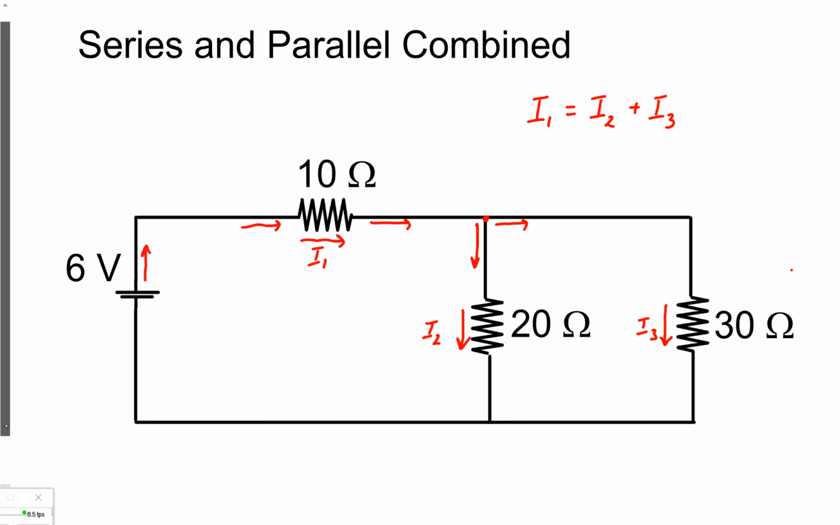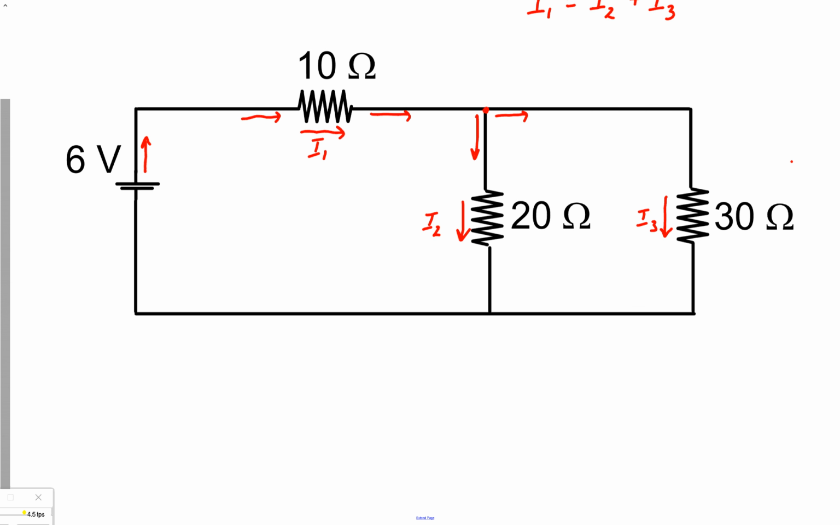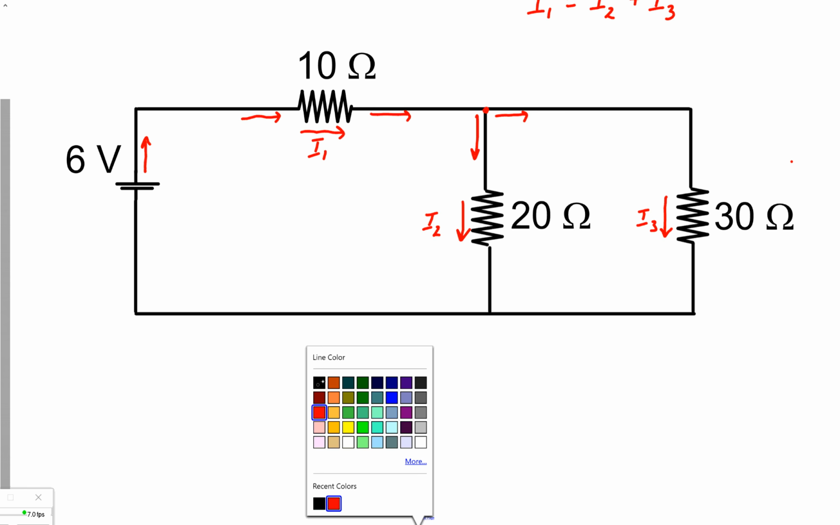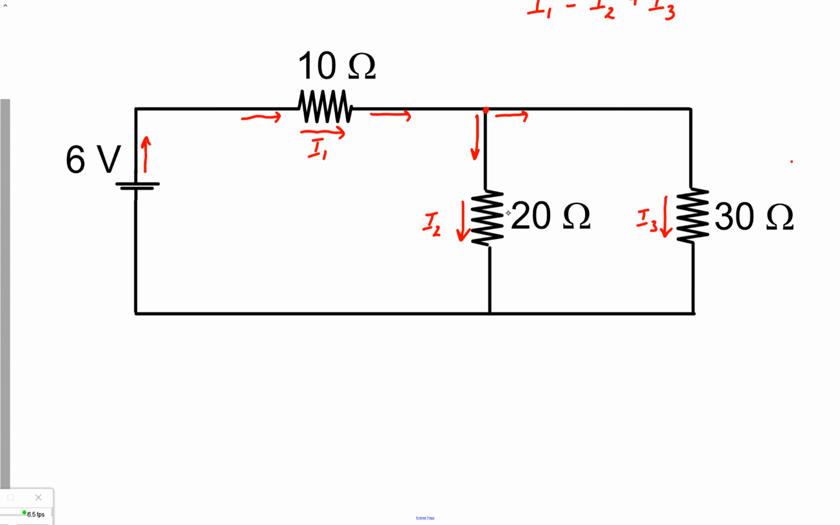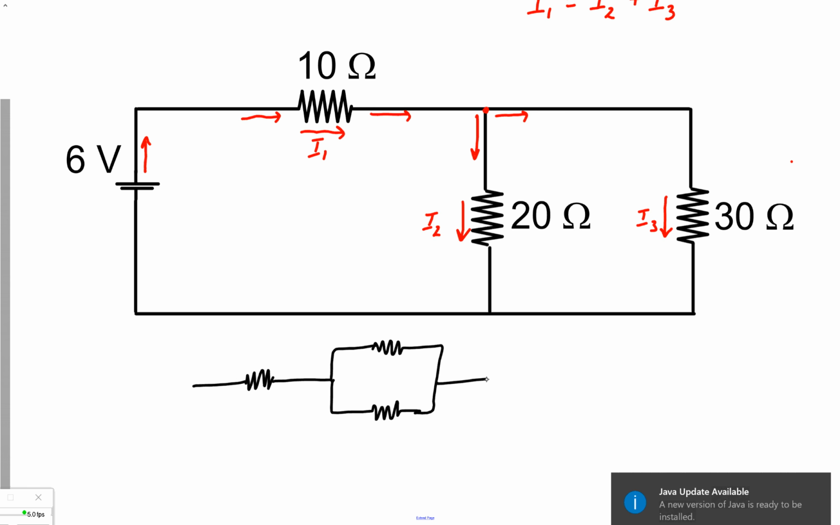So here's the deal. Even though this problem looks like it's going to be a little harder, it's really not any harder than anything else we've done. My first thing that I want to do is find R total for the circuit. Before I can do that, I'm going to redraw this for a second, because essentially this is what you've got. You've got a 10 ohm resistor, and it's in series with these other two resistors.